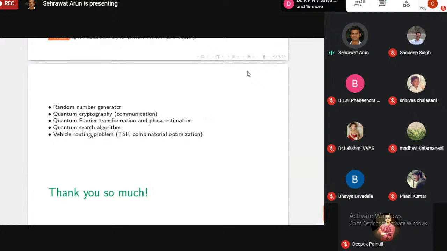So what I told you is the basic principle of a random number generator, the basic principle of quantum cryptography or quantum communication, and the basic principle of the factorization algorithm, which has Fourier transformation and phase estimation as two parts. I also told you the basic principle of the quantum search algorithm, also called amplitude amplification, which is used in portfolio optimization. And I told you how to use these with the gate-based quantum computation model, and then other problems such as traveling salesman or combinatorial optimization, which you can do with adiabatic quantum computation or annealing-based quantum computation, which D-Wave uses. So that's all I want to say. Thank you so much.